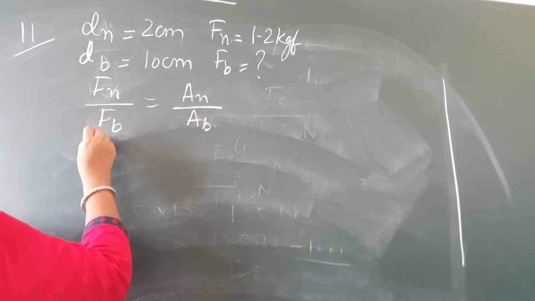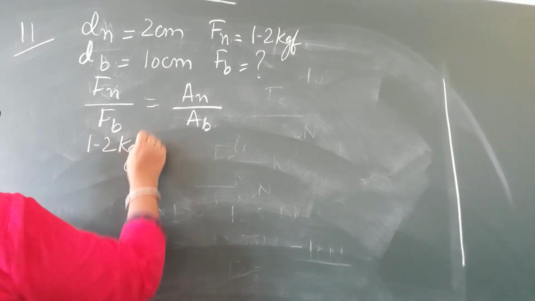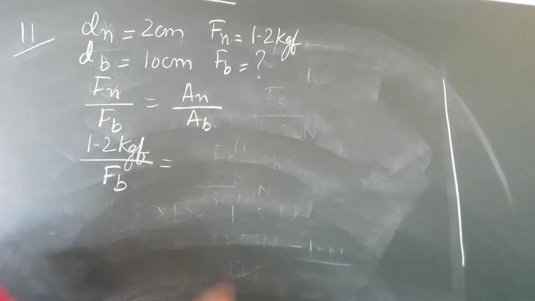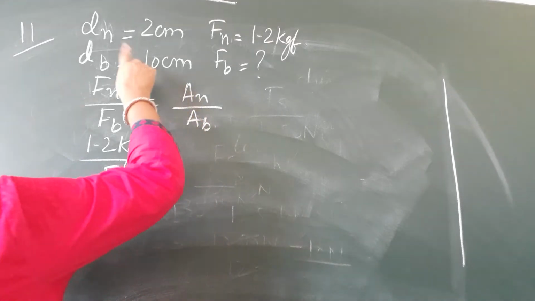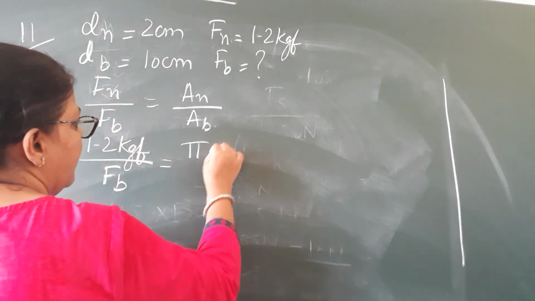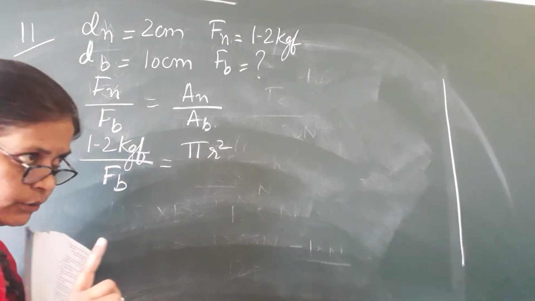Now let's substitute the value: 1.2 kgf is equal to the force on the bottom, which we want to find out. Now here, for the area, they have given you the diameter, but the formula for area is pi r square. Why pi r square? I'll explain.